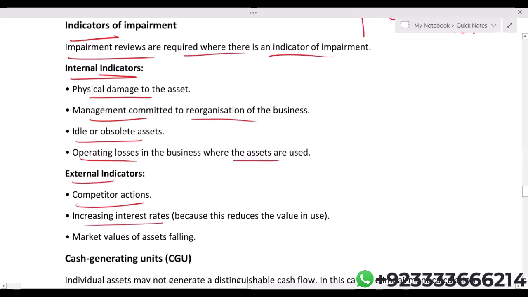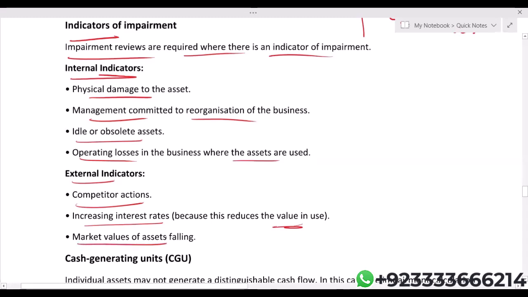Increase in interest rate. Actually, increase in interest rate reduces value in use. So again, there's a possibility of impairment loss. Why does increase in interest rate reduce value in use? Basically, interest rate works as a discount factor. When discount factor is higher, then present value will reduce.